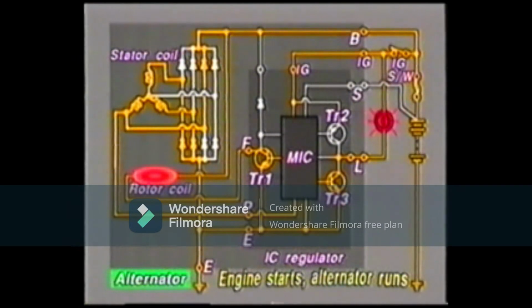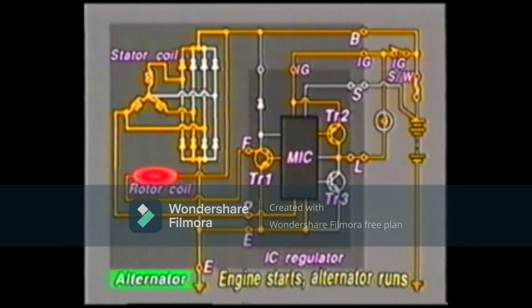On the other hand, when the voltage at terminal P rises, the MIC turns transistor TR3 off and transistor TR2 on. As a result, there is no potential difference between the ends of the charge warning light, so the light goes off.